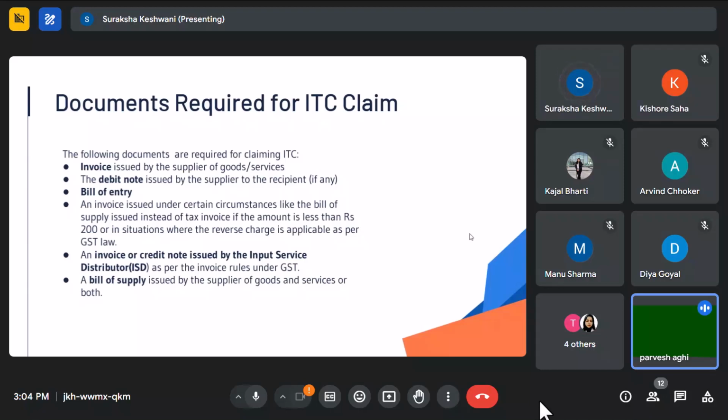Suppose the head office has spent say 1 crore rupees on advertisement on TV or whatever. Now on 1 crore they have paid say 18 lakhs of GST. So that 18 lakhs is an input credit available to the head office, but they are not selling anything. Who is selling? Their branches, the regions, who are selling the product.